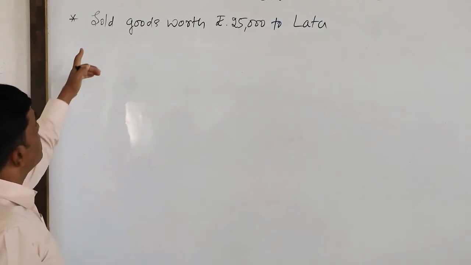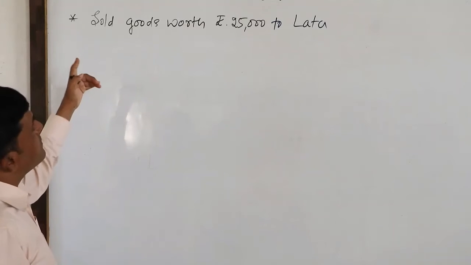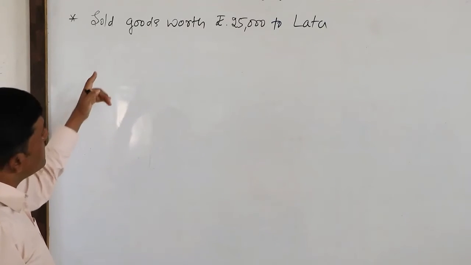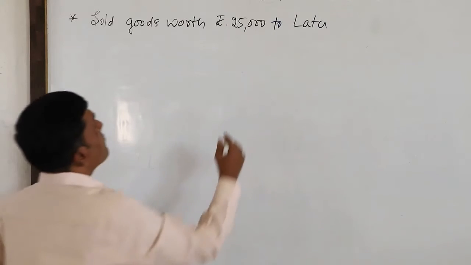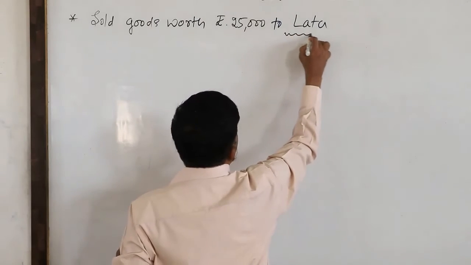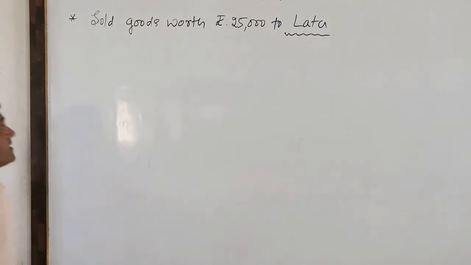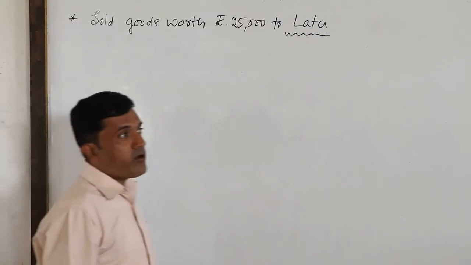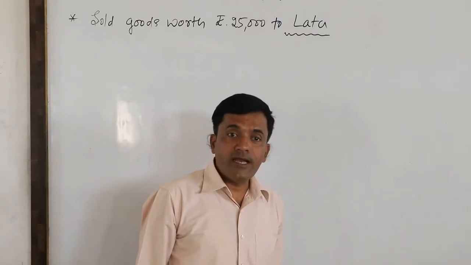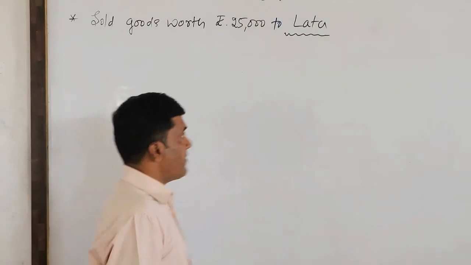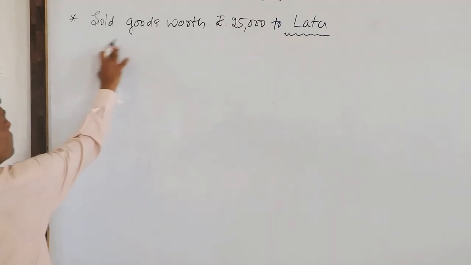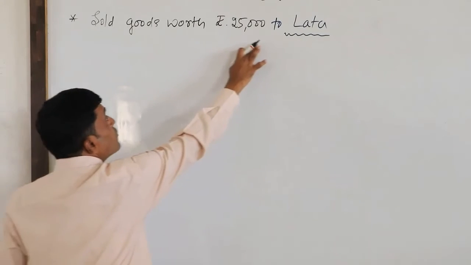Look here. So this is not a cash sales. So it is credit sales. Why? Because the name of the purchaser is mentioned. So in this book entry, here we have not at all received cash immediately by selling the goods and services. So look here, sold goods worth rupees 25,000 to Lata.